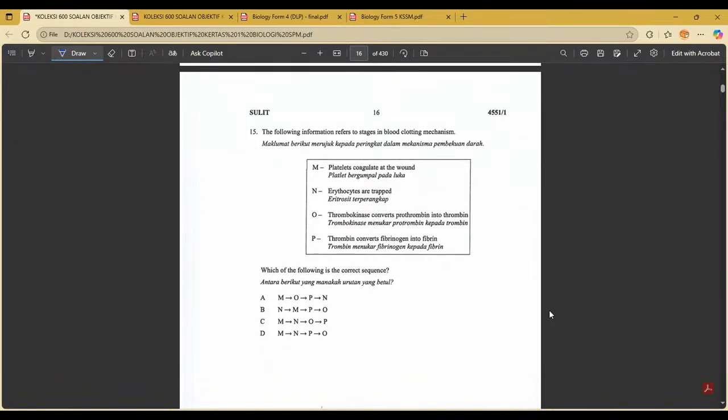Stages in blood clotting mechanism. Which of the following is the correct sequence? So first, platelets coagulate at the wound. Then O and P. O has to happen before P because it converts prothrombin into thrombin. Then the thrombin from O converts fibrinogen into fibrin. The fibrin isn't soluble and thus traps erythrocytes. MOPM. Sure.